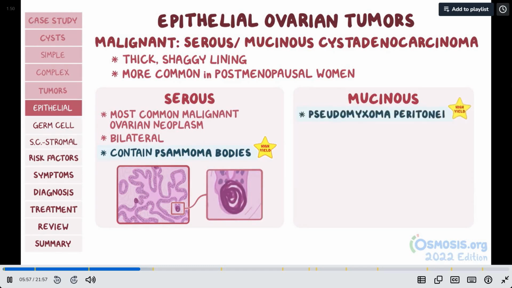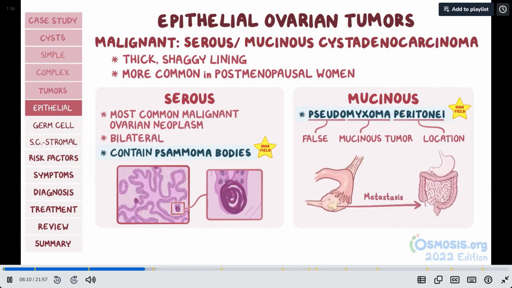On the other hand, an important clue to the mucinous type is that it can cause pseudomyxoma peritonei, pseudo meaning false, myxoma meaning mucinous tumor, and peritonei telling us its location. So the mucinous material can leak from the ovary into the peritoneum, resulting in metastasis to the appendix or other parts of the GI tract.